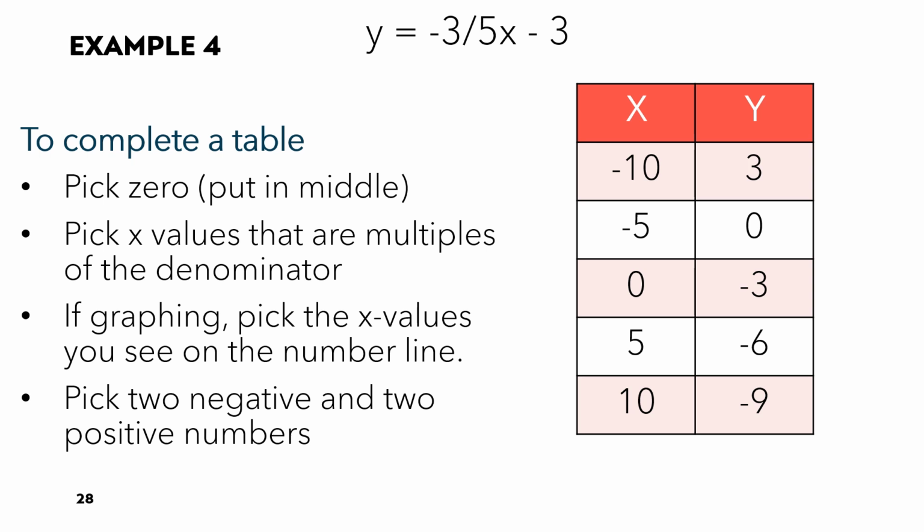So here's what your table should look like. If you notice on your x's, from -10 to 5, that's a +5, right? Over here is a +5. So our x's each time are going up by 5. And what do we notice about the y's? They're going down each time by 3.